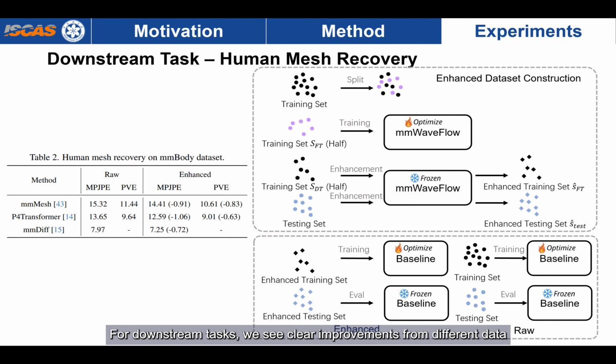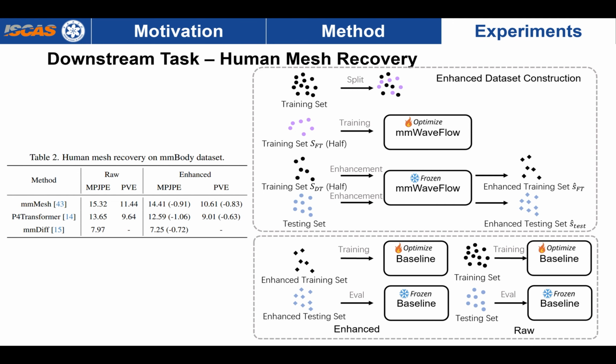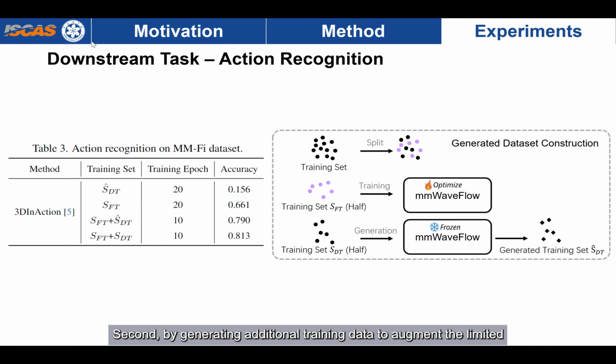For downstream tasks, we see clear improvements from different data augmentation strategies. First, using our enhanced mmWave data, the MPJPE for human mesh recovery dropped by up to 9%. Second, by generating additional training data to augment the limited dataset, action recognition accuracy improved from 0.661 to 0.790. Ablation studies confirm that both latent alignment and origin-aware flow matching contribute significantly to the final performance.